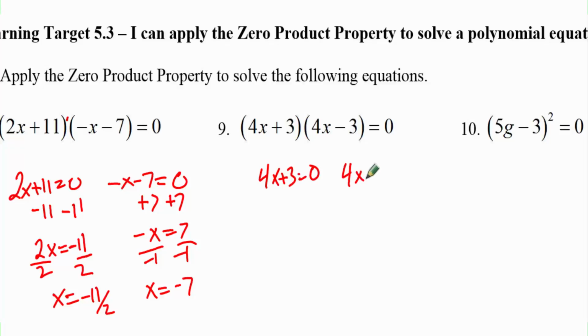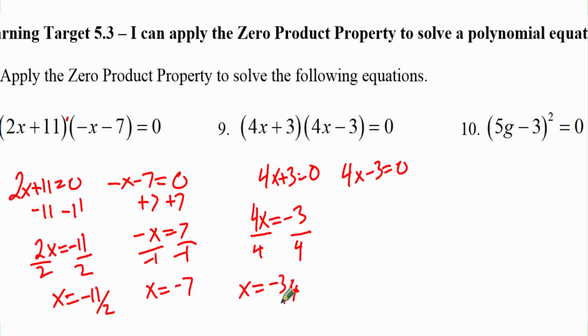So next one, 4x plus 3 equal to 0. 4x minus 3 equals 0. And you solve each one separately. You get 4x equal to negative 3. Now, the biggest mistake people have is when they divide by 4, they sometimes will subtract 4 because it's 4 times x and they want to make the 4 go away. So you divide by 4 and you get x to equal negative 3 over 4.